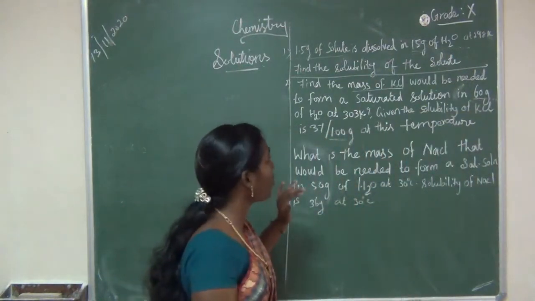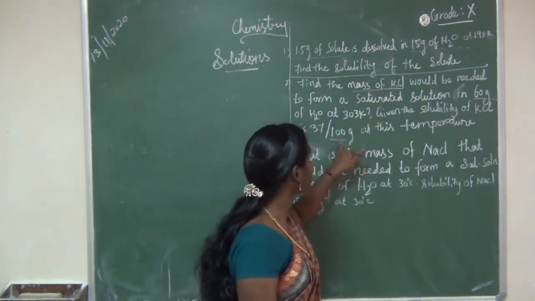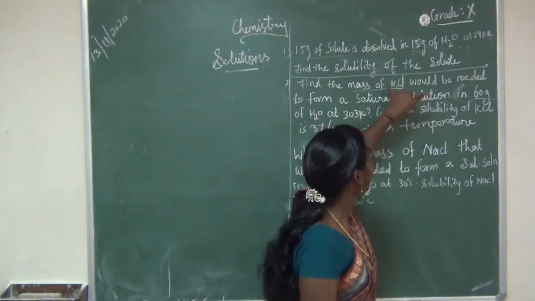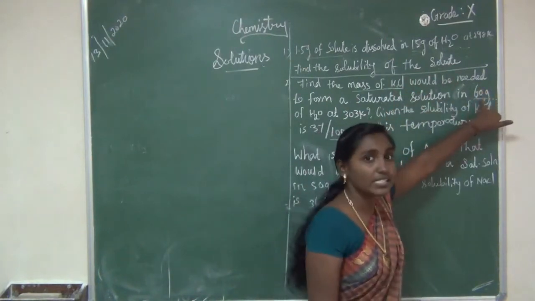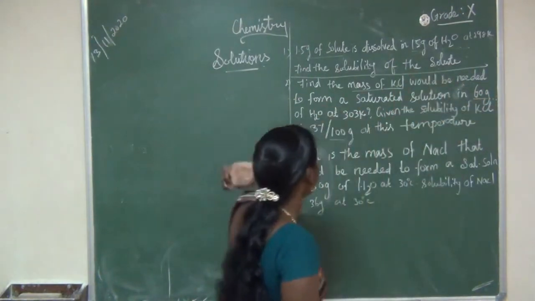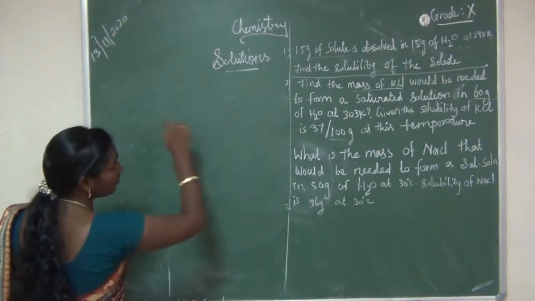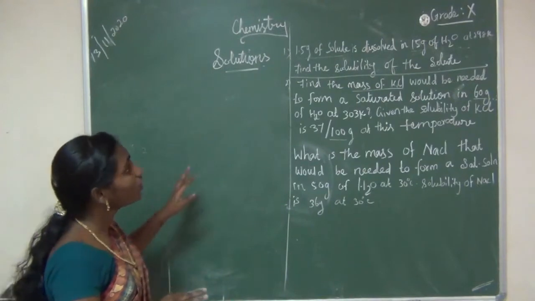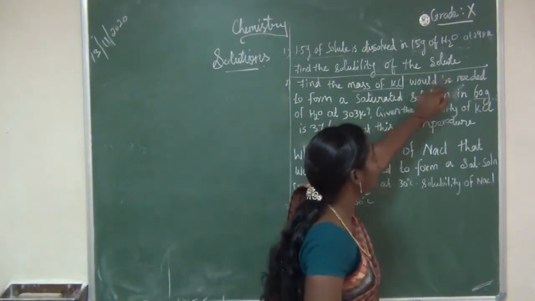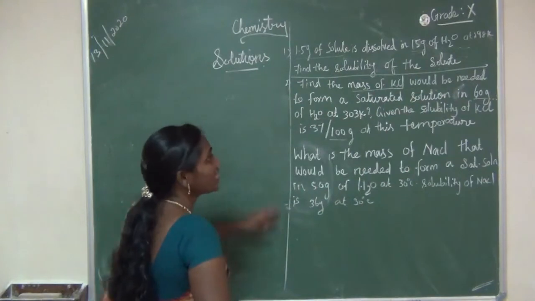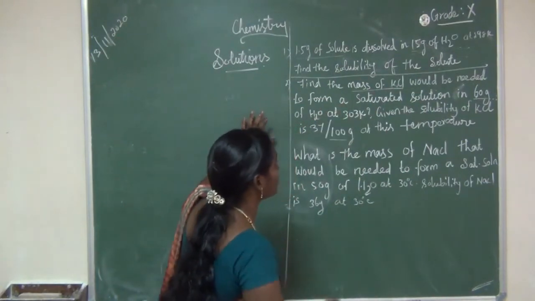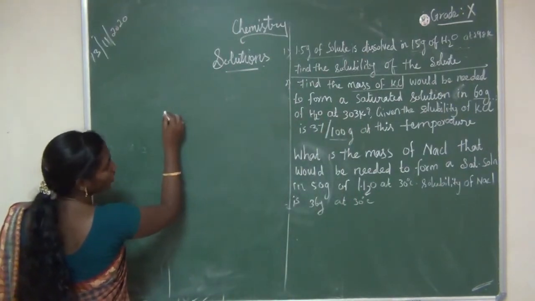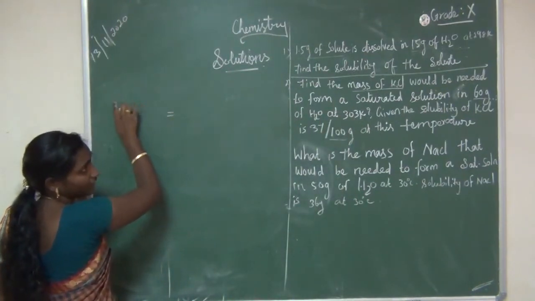How many grams of potassium chloride can dissolve in 60 gram of water? Here we no need to mention the formulas, right? Simply we can find out. So the mass of potassium chloride that would be needed to form a saturated solution is equal to, we need to write here in this method form.